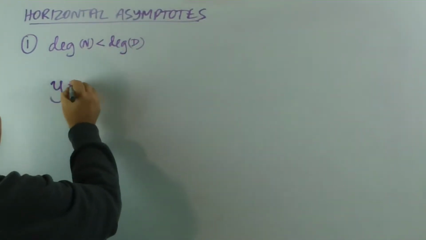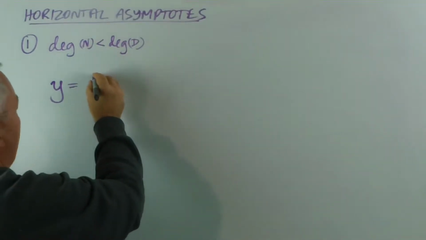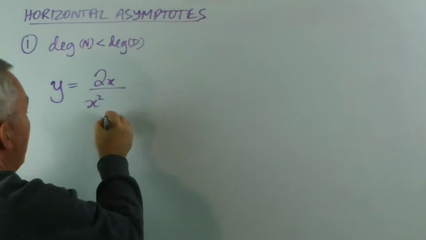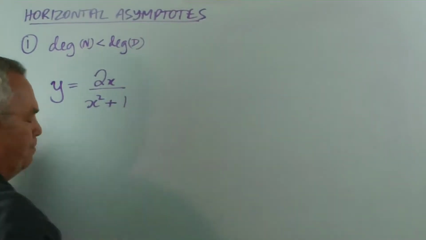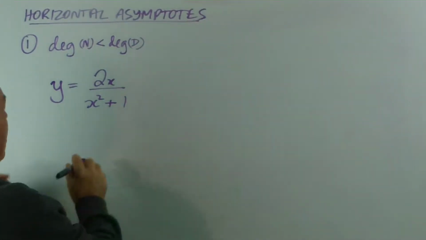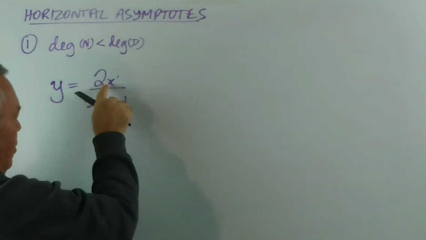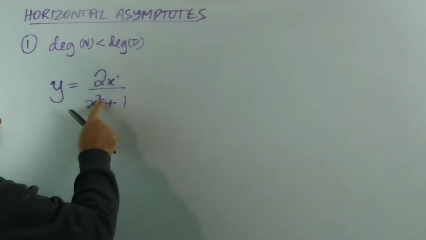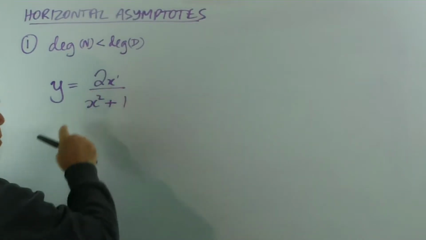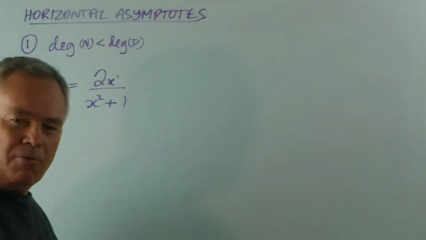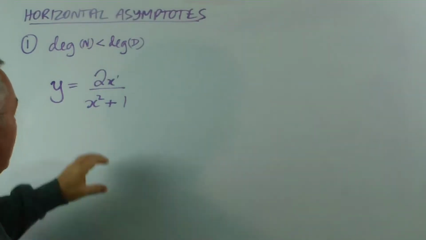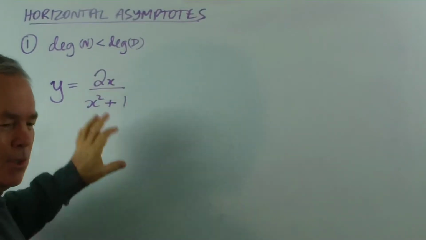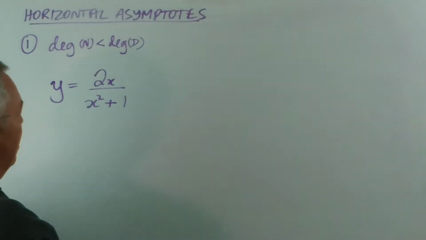Well, let's imagine we have something like y equals 2x over x squared plus 1. The degree of the numerator is 1, it's 2x to the power 1. The degree of the denominator is 2. So I have a much more powerful polynomial on the bottom. It's a bit like having a fraction with a very, very large value on the bottom. Now, the problem with this fraction, of course, is it changes value as x changes.